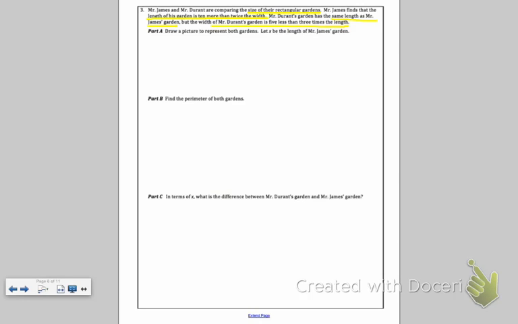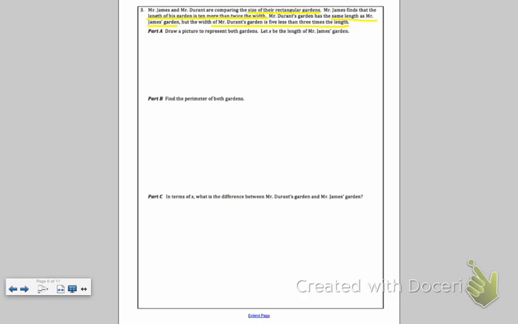Let's read it one more time before we look at what we are going to be doing with this information. Mr. James and Mr. Durant are comparing the size of their rectangular gardens. So we know we have two. Mr. James finds that the length of his garden is 10 more than twice the width. Mr. Durant's garden has the same length as Mr. James's garden, but the width of Mr. Durant's garden is 5 less than 3 times the length.